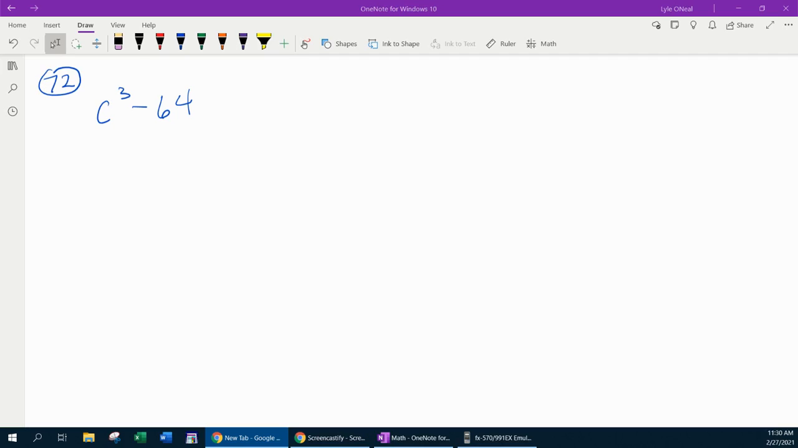All right, next example, number 72. Here we have c cubed minus 64. The instructions say factor, so obviously we're going to check for a common factor, which there is none. And then we're going to say, well, I've got two terms. Could this be the difference of two squares? Well, 8 times 8 is 64. That is a perfect square. But c cubed is not c squared, and so that is not a perfect square. So this is not going to be the difference of squares.